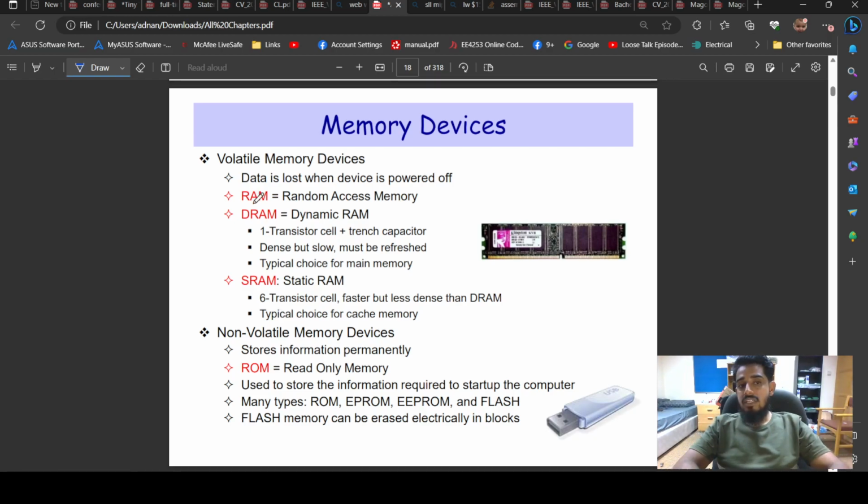RAM is random access memory. DRAM is dynamic random access memory. SRAM is static RAM. What is the difference between dynamic RAM and static RAM? A very easy difference is that in dynamic RAM, we store the bit, because after all we have to store bits. Say I have a transistor and a capacitor. Let's put this as my capacitor. The capacitor is a charge storing device.